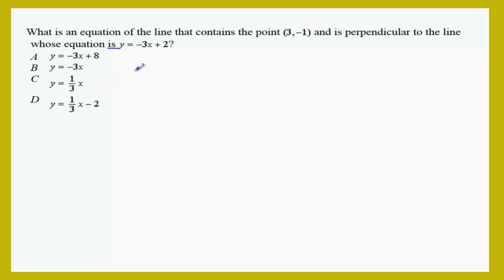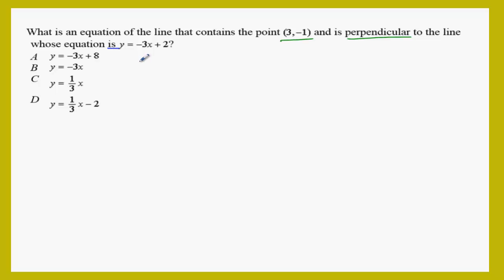Hi, I will be helping you today in finding an equation of the line that contains a point and a slope. What is an equation of the line that contains the point (3, -1) and is perpendicular to the line whose equation is this?